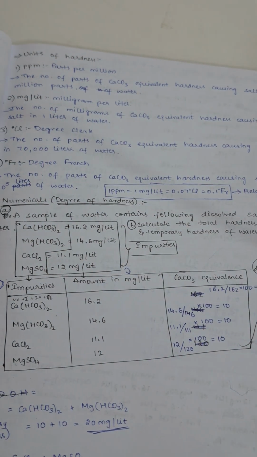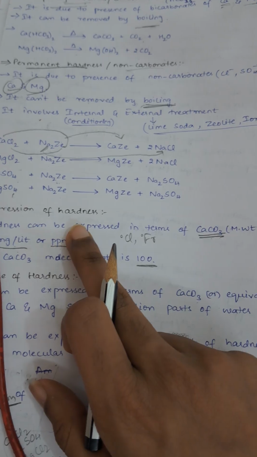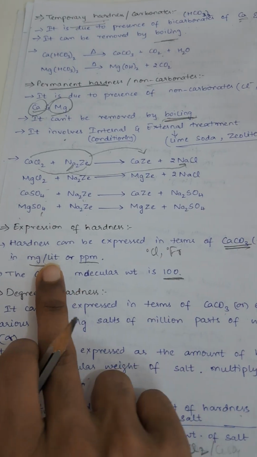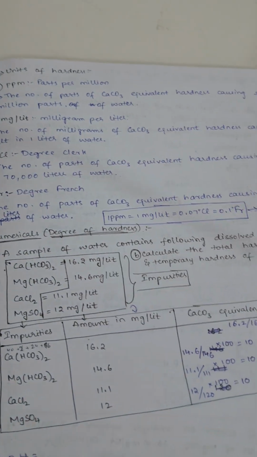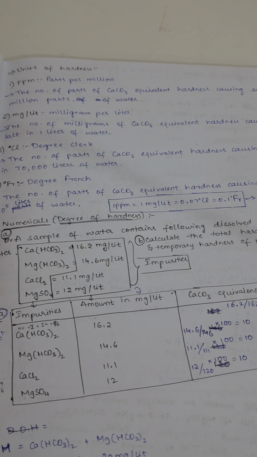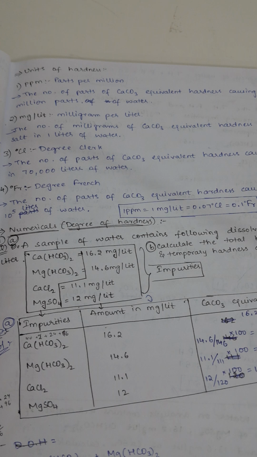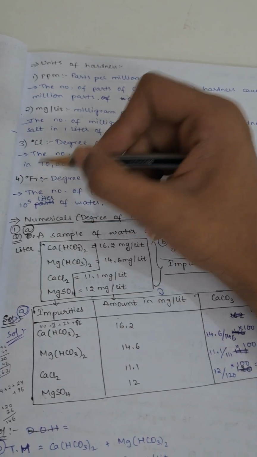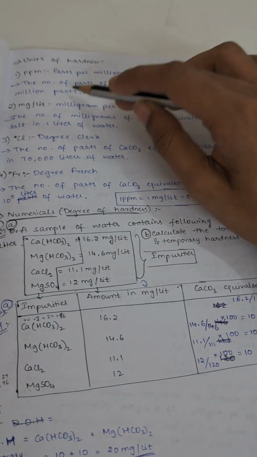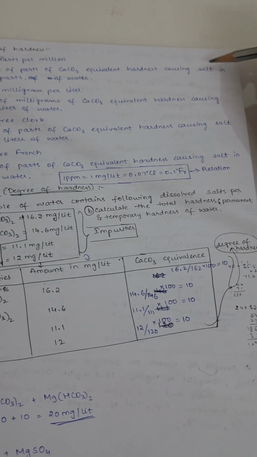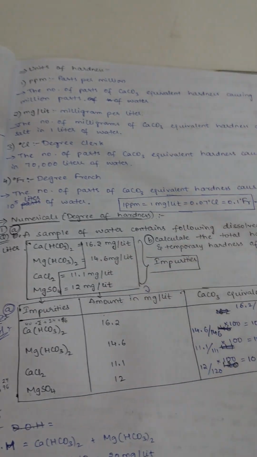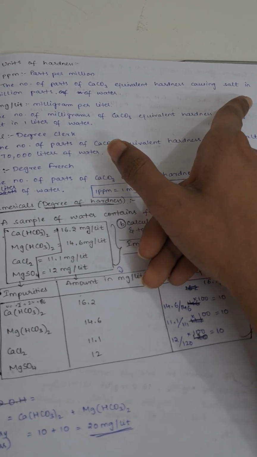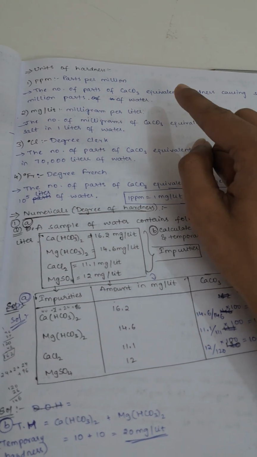Next, units of hardness. As I already said, in expression of hardness, it can be expressed in terms of CaCO3 in milligrams per liter or ppm. Just as we have units like meter, kilometer, centimeter, similarly in hardness we have four units: ppm, milligrams per liter, degree Clark, degree French. ppm means parts per million, the number of parts of CaCO3 equivalent hardness causing salt in million parts of water.